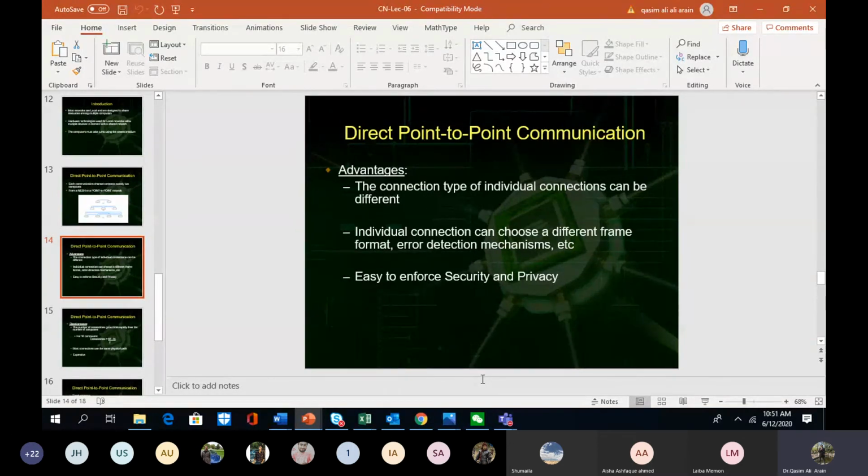And we can easily enforce certain security and privacy measures over those particular networks, because we know that these are the two computers which are directly connected and the data has to cross through this particular medium. इसके अलावा आपका डेटा कहीं और से routed होके नहीं आएगा. So we know that if there is some problem, the problem is with the same transmission media. So it is easy to maintain the security and privacy in these point-to-point communication links. These are the certain advantages.